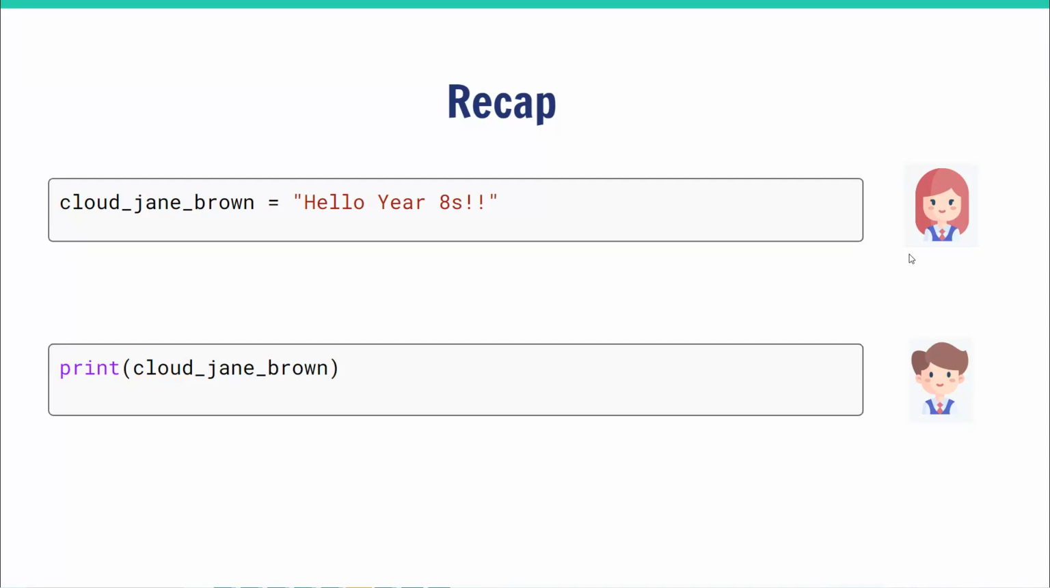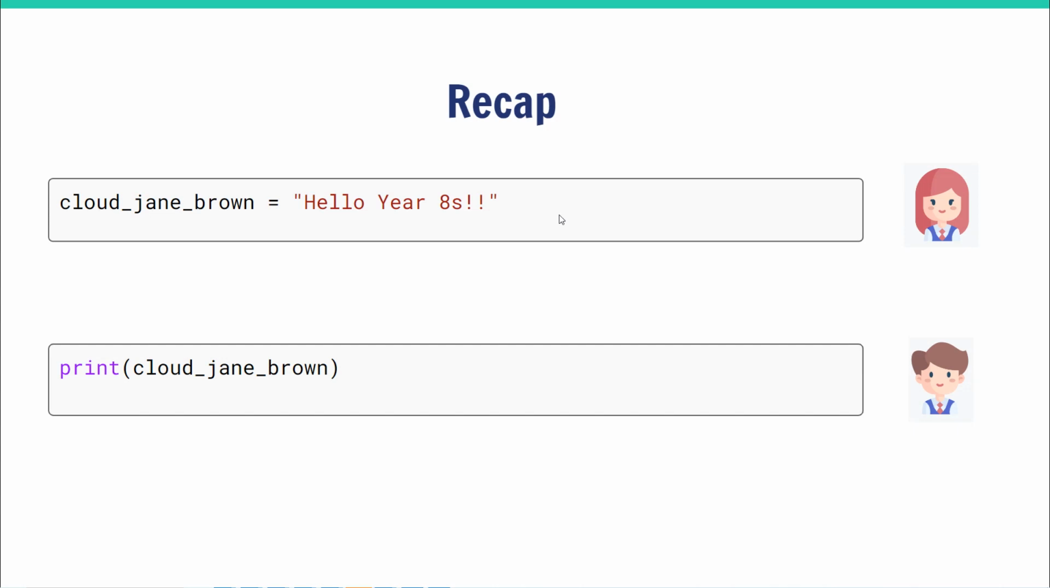Let's have a quick recap of cloud variables and compare that to how normal variables work. So in the case of cloud variables, we're going to have two different programs here. One that is run on Jane Brown's computer, which is the one up the top here, and then another program which is running on her partner's computer down here. So this is a separate program running under two separate devices.